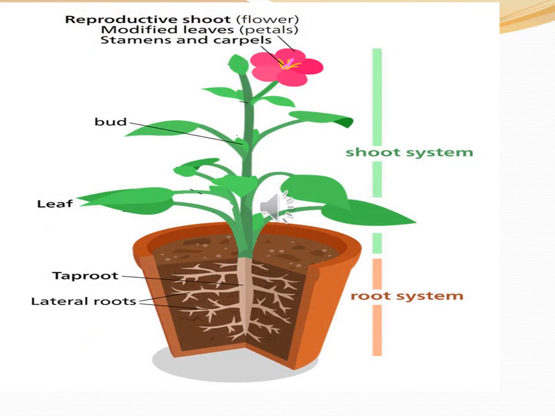In this diagram, you can clearly observe the shoot system and root system in a plant. Shoot system consists of bud, flower, leaf and stem. Root system is underground in soil.